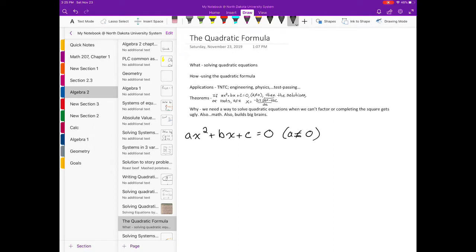So here's the what. The what is we're going to solve quadratic equations. I think I just said that. The how is we're going to use the quadratic formula. Applications are too numerous to count. We have engineering, physics, test passing in your case, for instance.